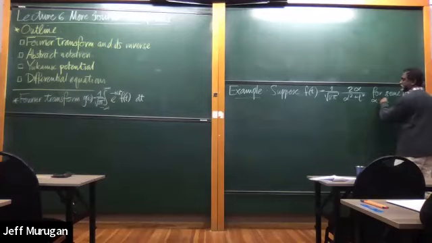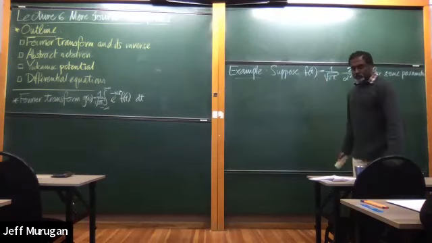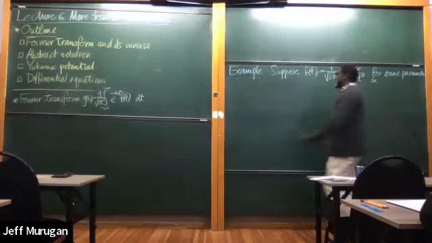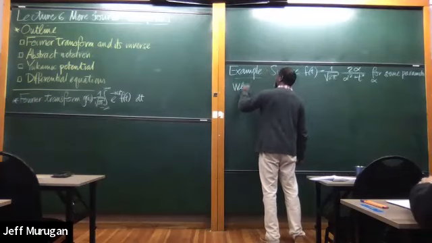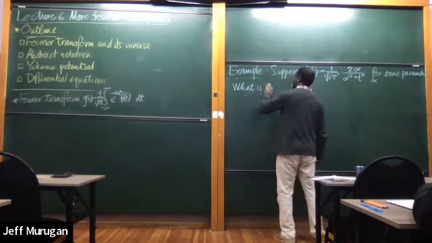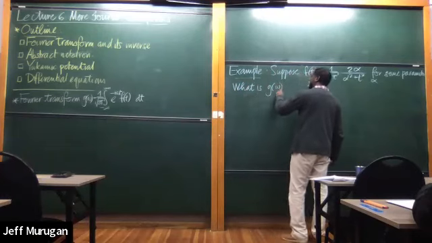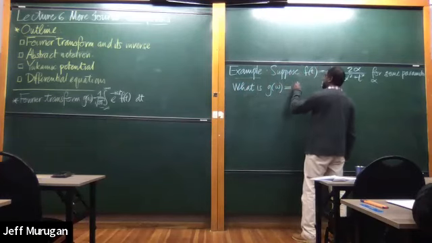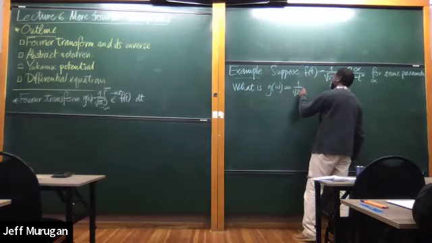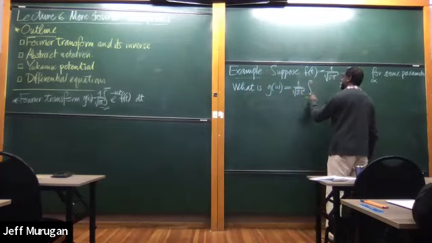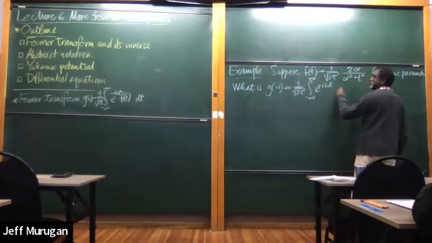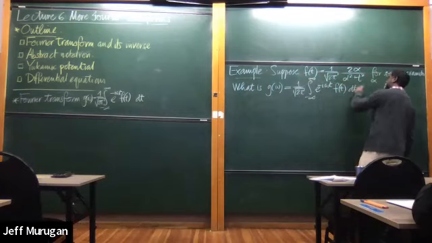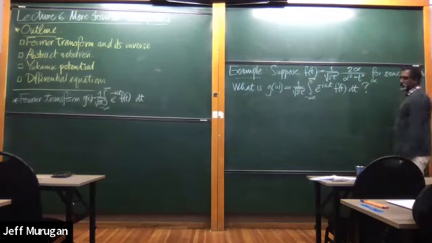Parameter. So we want to calculate, so we want to ask what is the corresponding g of omega, which is 1 over root 2 pi integral e to the minus i omega t, this f of t, dt.